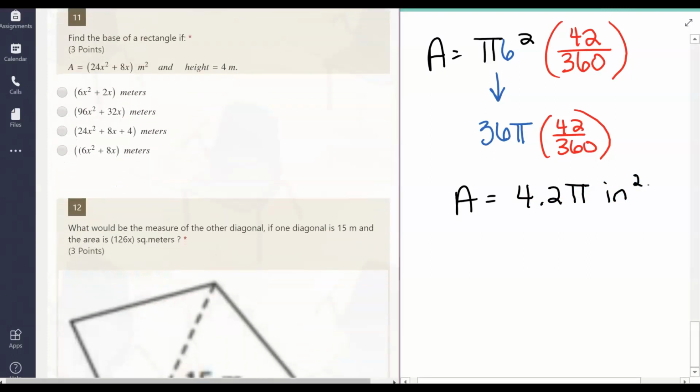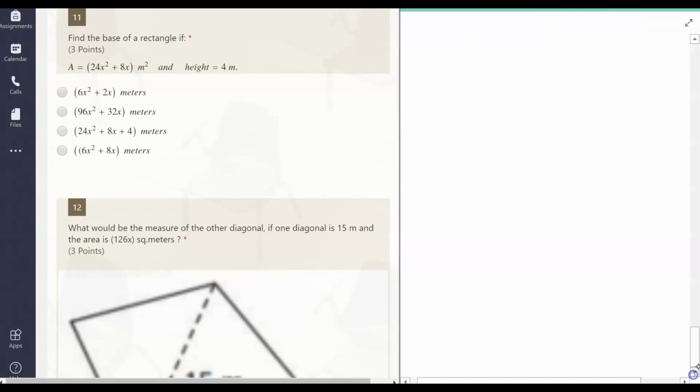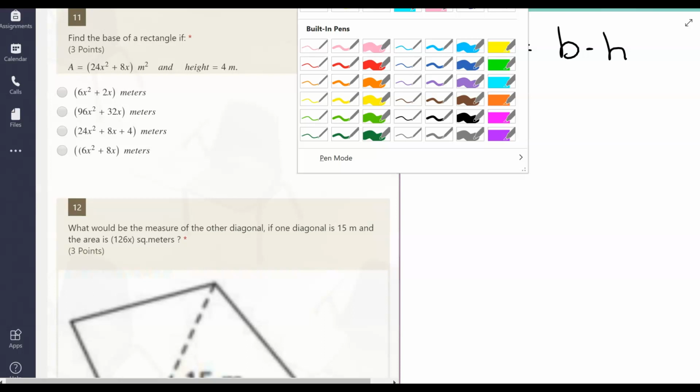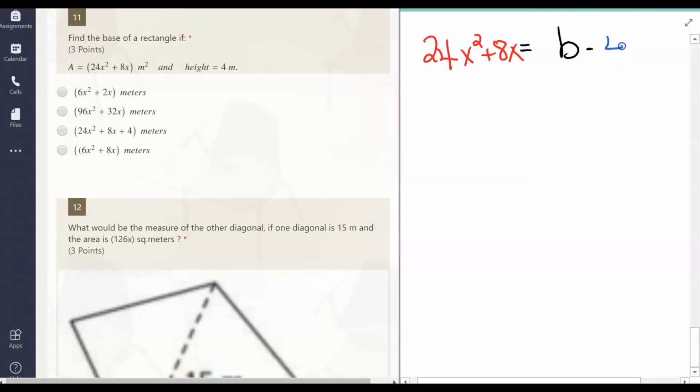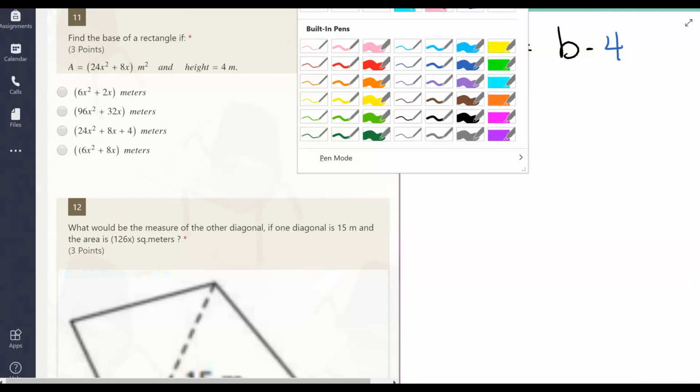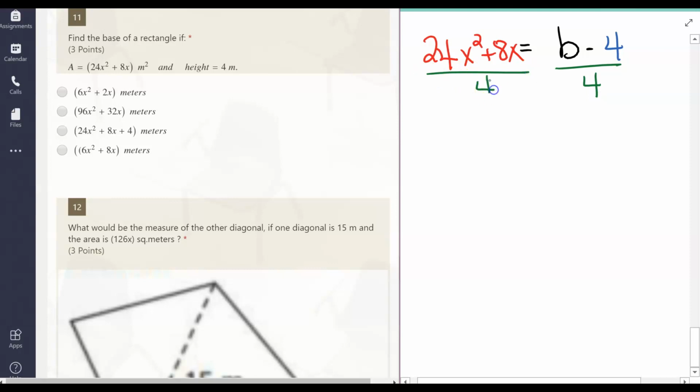Next, find the base of a rectangle if you know the area and the height. The formula for the area of a rectangle is going to be base times height. They tell you the area, so we pop that A out and we put 24x squared plus 8x in its place. They tell you the height is 4, so we take h out and put 4 in its place. Now in order to solve for b, I'm going to divide by 4. And since I have a numerator that has addition in it, I need to make sure I divide every part of this by 4.